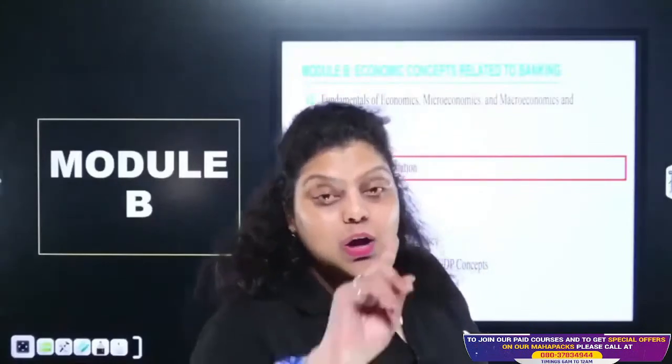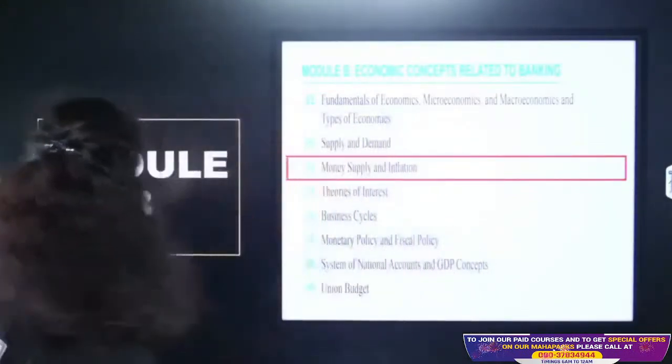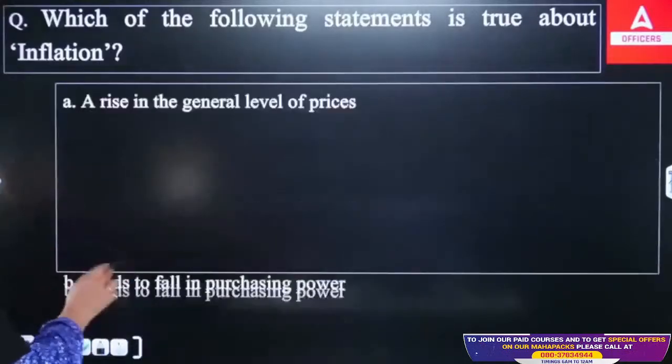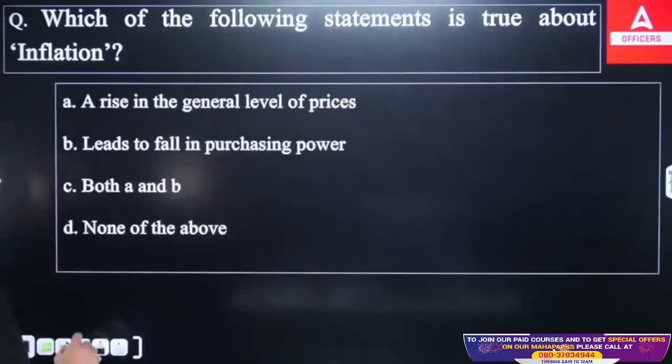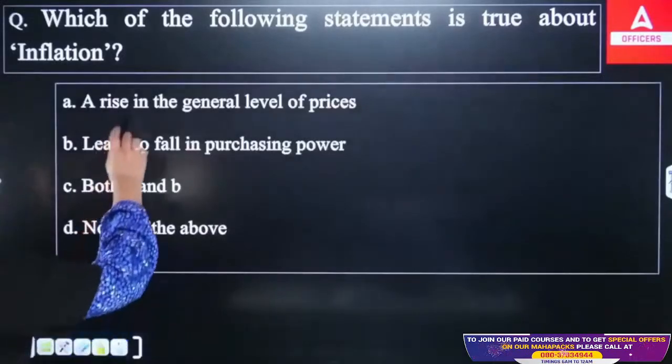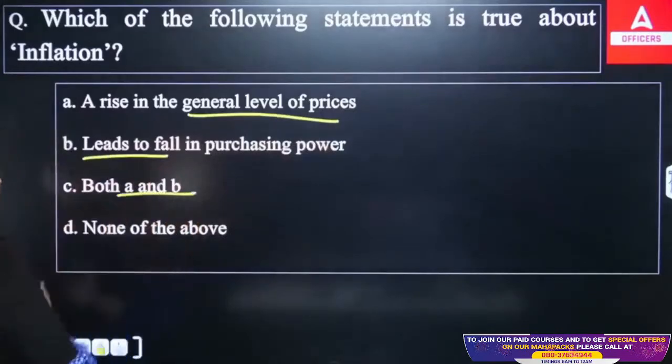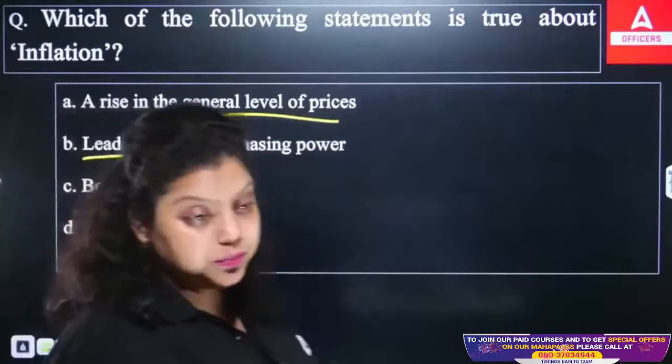Okay, so do count how many answers you are giving correct. First question here is: which of the following statements is true about inflation? We have these four options in front of you. First, a rise in the general level of prices leads to a fall in the purchasing power. Second, both A and B. Fourth, none of the above. So what do you think, which of the following is correct?